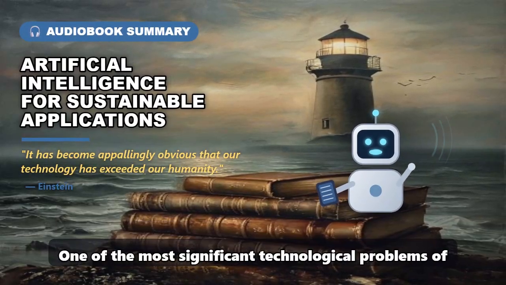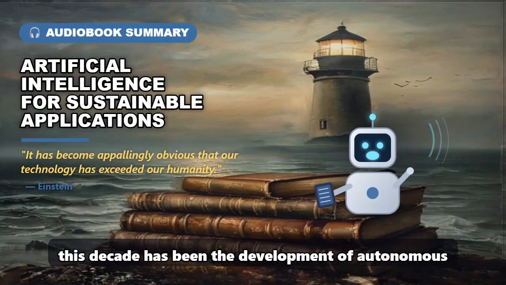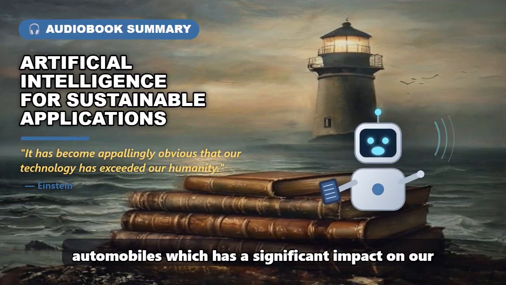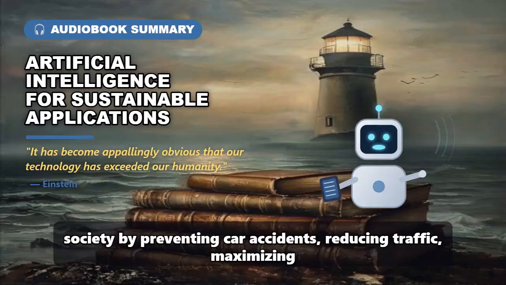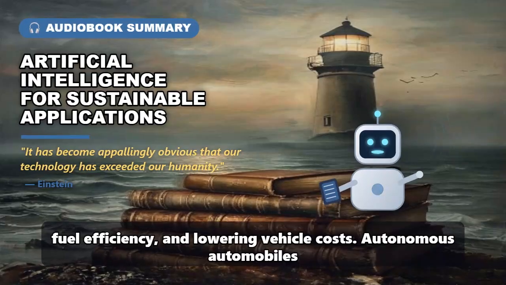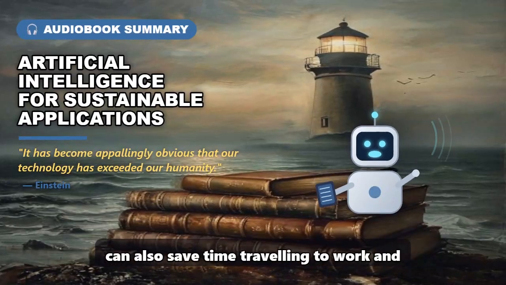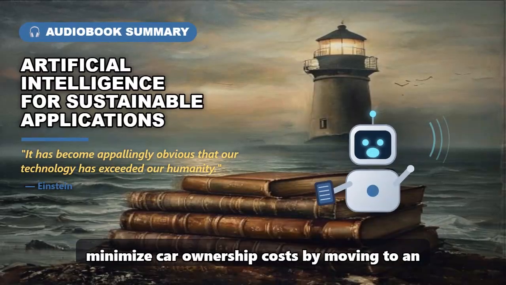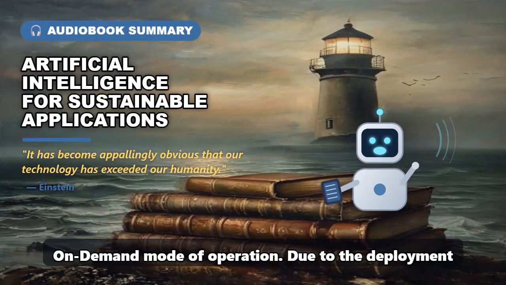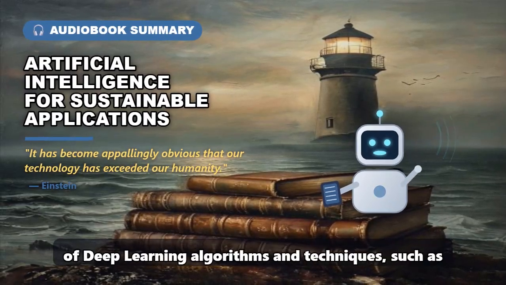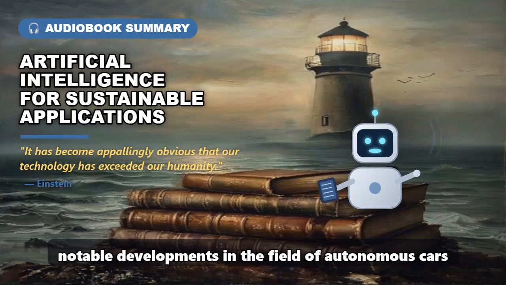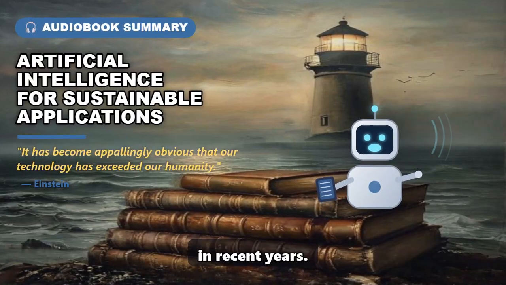Introduction. One of the most significant technological problems of this decade has been the development of autonomous automobiles, which has a significant impact on our society by preventing car accidents, reducing traffic, maximizing fuel efficiency, and lowering vehicle costs. Autonomous automobiles can also save time traveling to work and minimize car ownership costs by moving to an on-demand mode of operation. Due to the deployment of deep learning algorithms and techniques, such as convolutional neural networks, CNNs, there have been several notable developments in the field of autonomous cars in recent years.